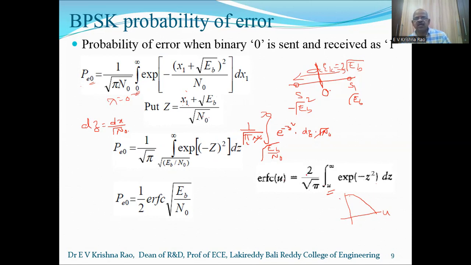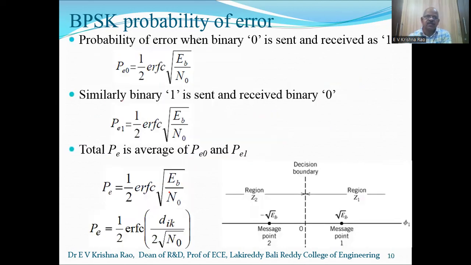This is similar to the complementary error function. So that is equivalent to half the complementary error function of root EB by N naught. This is energy by noise, EB by N naught, which is the signal to noise ratio SNR. So this is the probability of error of binary 0, when 0 is transmitted and received as binary 1. That is P0. Similarly, if binary 1 is transmitted and received as binary 0, that is also a probability of error, P1E.